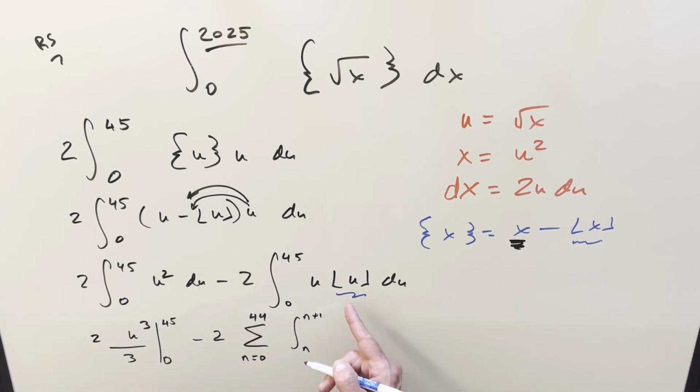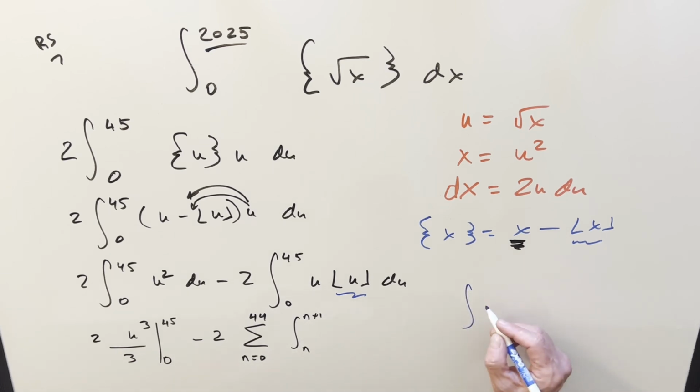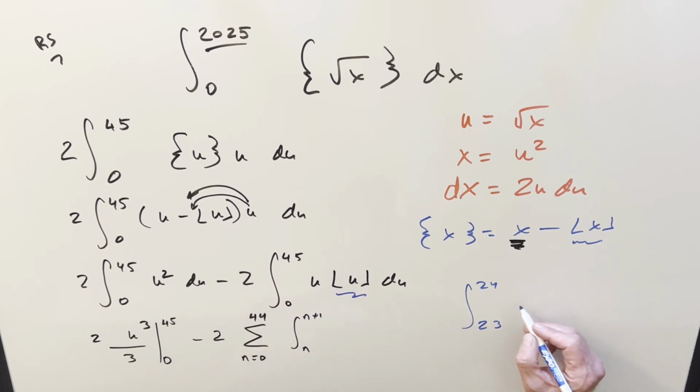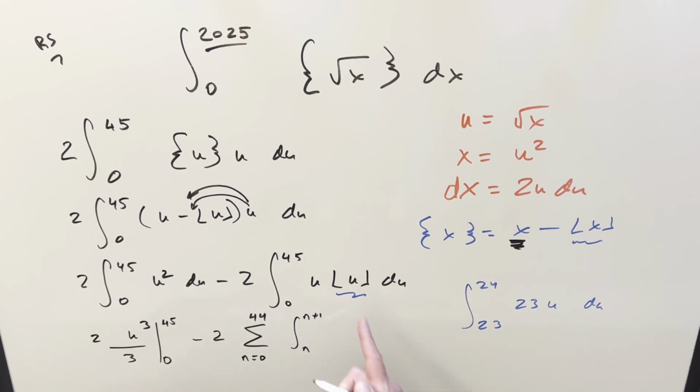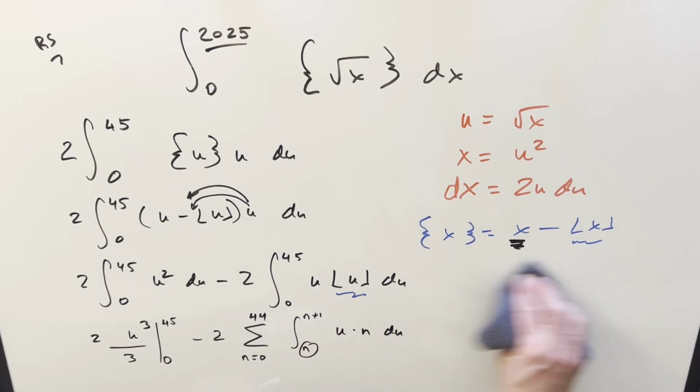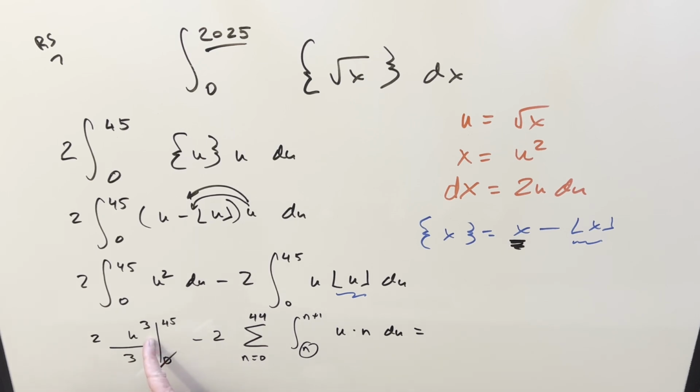Again, for any one of these, the floor function is going to round us down. If we take a random integral in here, like 23 to 24, when the u values are between 23 and 24, the floor will round us down to 23, and we still have this u here. So each of these is an easy integral. Coming back here, the floor rounds us down to the lower bound, so we have u times just n. Let's see what kind of simplification I can get. The 0 is going to be nothing when we evaluate that. This one, maybe I'll leave it unsimplified for the moment. So we'll have this as 2/3 times 45 cubed.